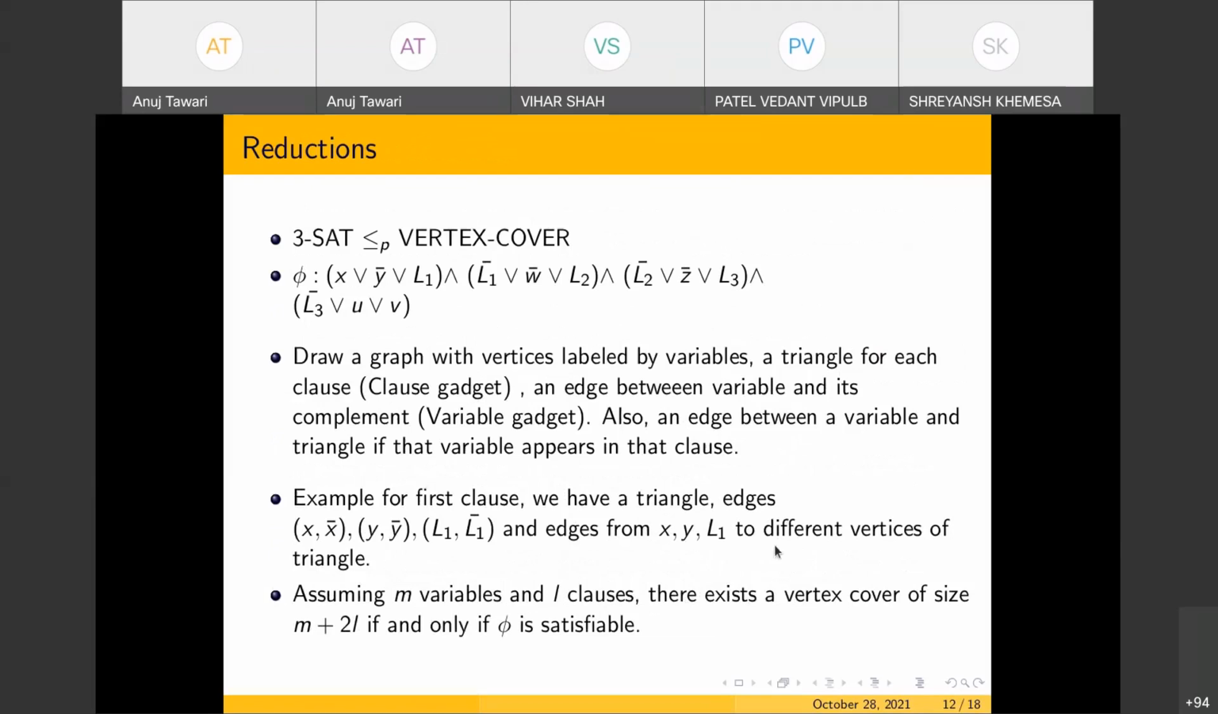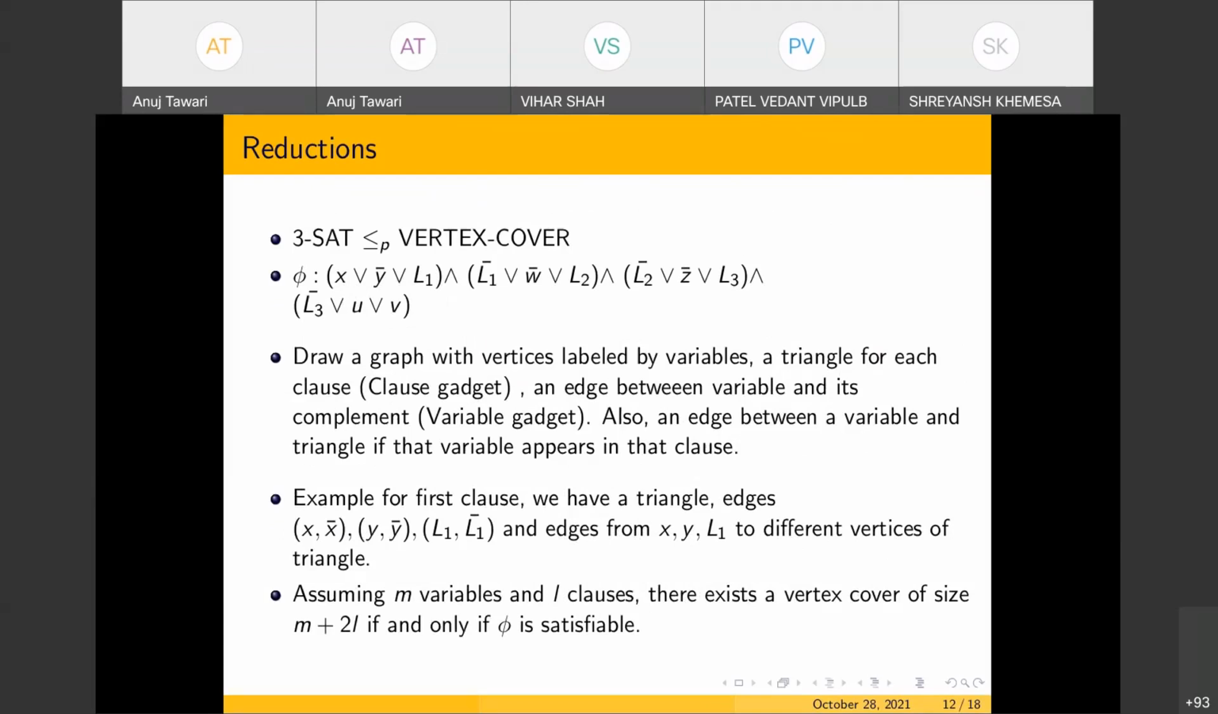So we had these edges from x, y, L1 bar to different vertices of that triangle. Whichever is true among these x, y bar and L1, that we will cover using these edges, the edge going from that particular variable to this particular triangle. And the other two vertices of the triangle, we will include in our vertex cover.